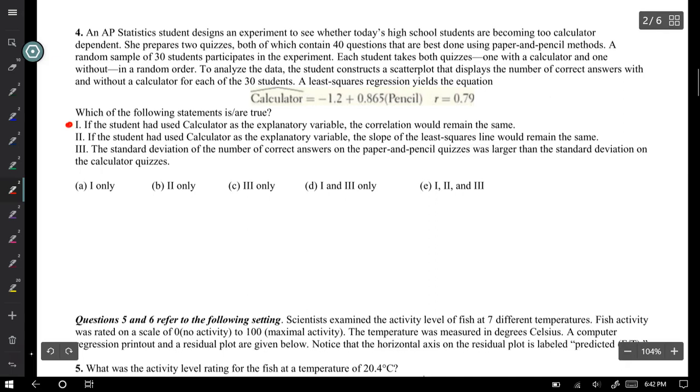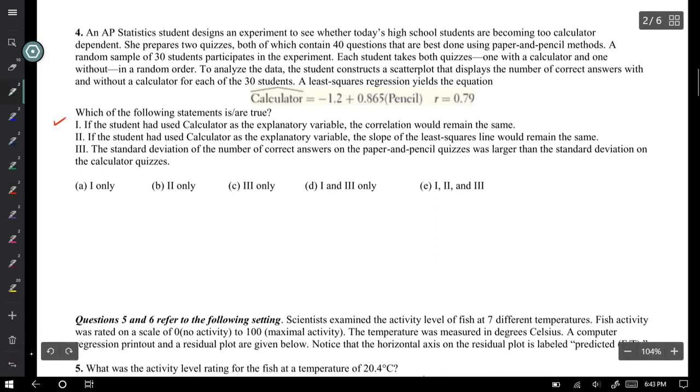So I'm going to go through my choices. Right now I might eliminate B. I might eliminate C. I'm going to read them first, though, but I do like 1 for it. So, if the student had used calculator as explanatory variable, the slope of the least squares regression line would remain the same. When you read that one, you're thinking, well, it might sound similar to the first one.